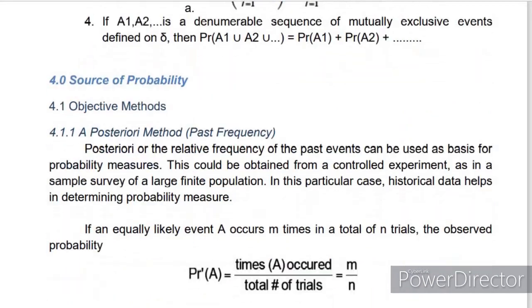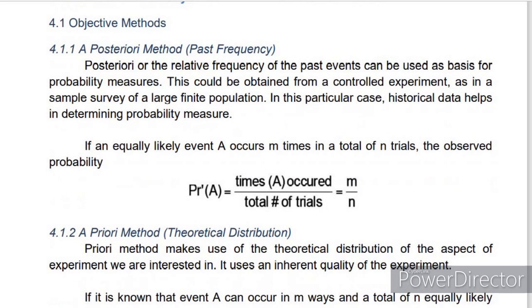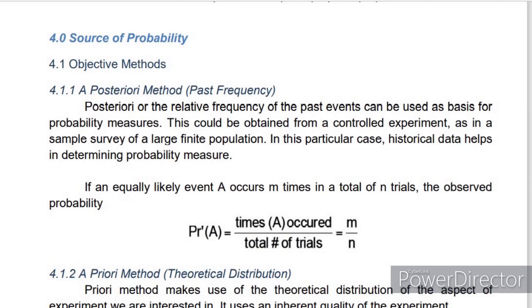Okay, so now let's go to 4.0, the source of probability. So 4.1, objective methods. 4.1.1, a posteriori method or past frequency. So posteriori, or the relative frequency of the past events, can be used as basis for probability measures. Of course, we will use past records to measure a probability of the future event. This could be obtained from a controlled experiment, as in a sample survey of a large finite population. Because in a survey, you can control your scope. Okay, so in this particular case, historical data helps in determining probability measure.